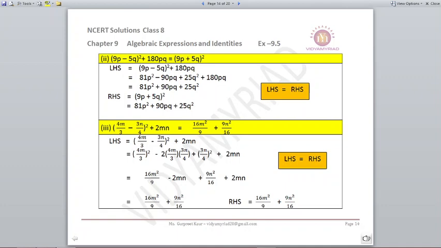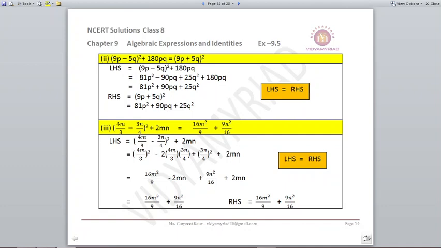So right hand side you have (9p plus 5q) the whole square. So apply the formula of (a plus b) the whole square. It becomes 81p square plus 90pq plus 25q square. So both the left hand side and right hand side are same.